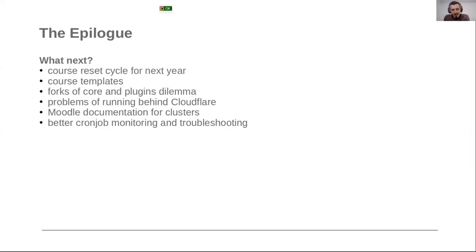Well, what's next? The things that are bothering me: what to do with course reset cycles for the next year, how to help people not to use up all the 52 weeks in their courses that they want. I don't know, they would use 200 weeks for every activity. And of course, the courses become unusable, and it's our fault, I guess. Then there are dilemmas with what to do with the plugins that don't move as fast as your users' needs, or the core itself. How to handle that? We don't have any experience yet with that.